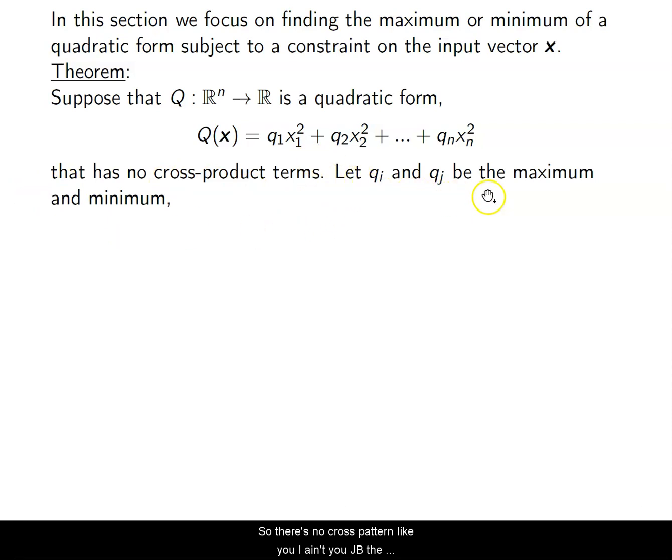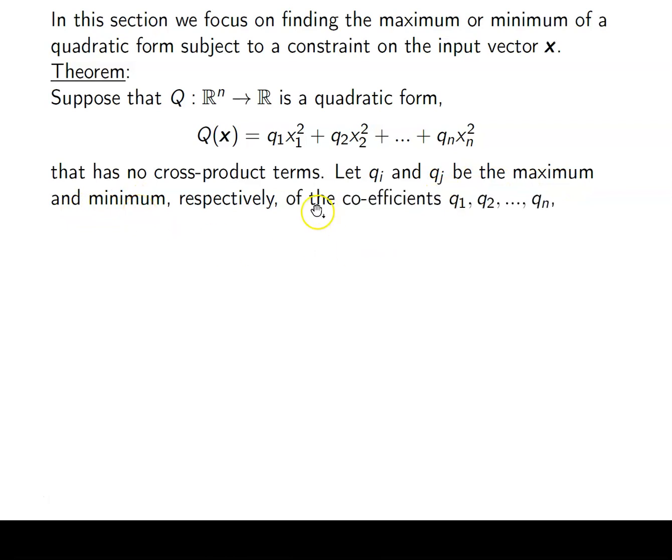Let Qi and Qj be the maximum and minimum respectively, right? So that means that Qi is the max, since it's first and second. So I'm saying Qi is the max, and I'm saying Qj is the minimum, okay? Out of all of these coefficients, right? So again, i and j are the indices. I don't know which one is which, but I'm saying one is max and one is min, right?